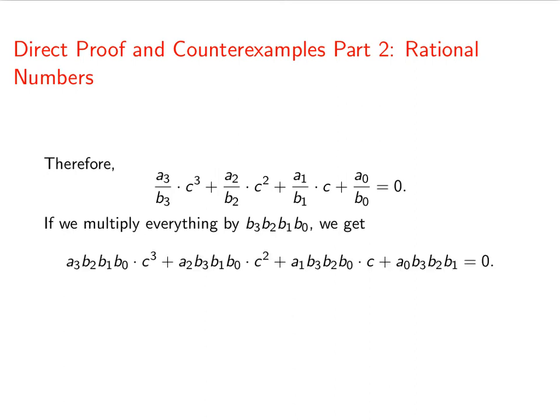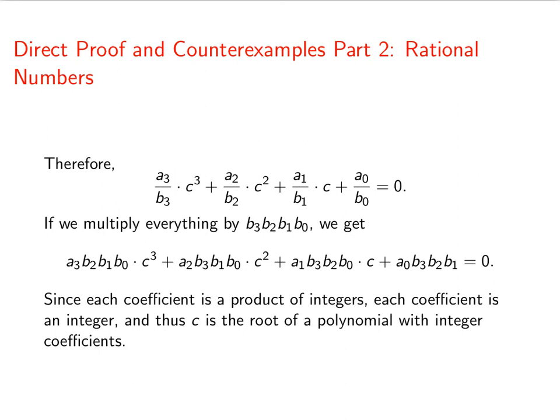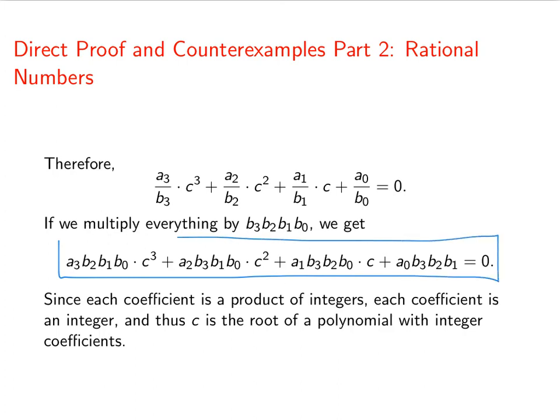So if we multiply everything by that common denominator, that clears all the fractions, and we get an expression that looks like this. And the thing to note now is that each one of these coefficients in front of c is an integer. Each coefficient is a product of integers, and that means each coefficient is an integer, and now we've proven what we wanted. We now have a polynomial expression where c is a root and all the coefficients are integers. That's what we were trying to prove.